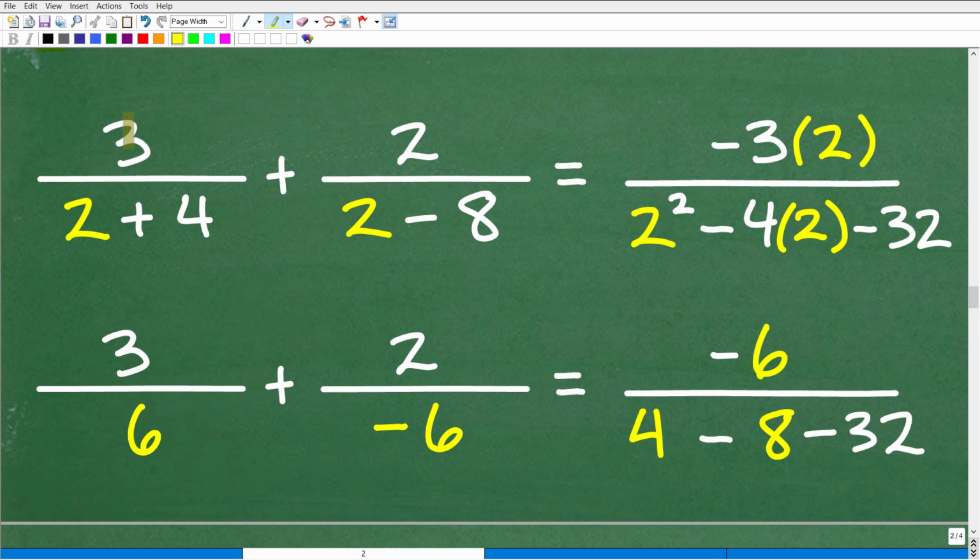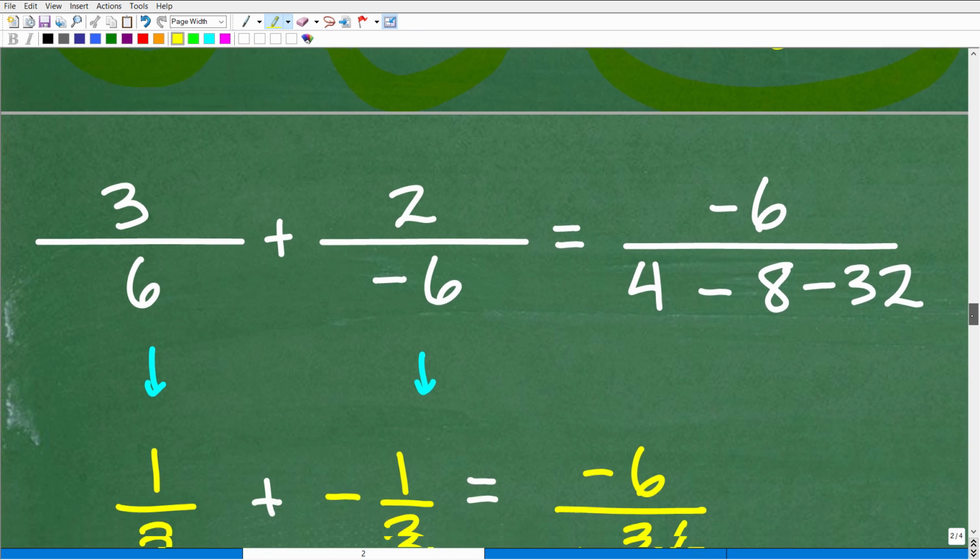Here is the work all done. So we have 3 over 2 plus 4 over 2 over 2 minus 8 is equal to negative 3 times 2, 2 squared minus 4 times 2 minus 32. So when I simplify this, I get 3 over 6. This would be 2 over negative 6. And then we'll go ahead and just continue to work on cleaning up this numeric equation.